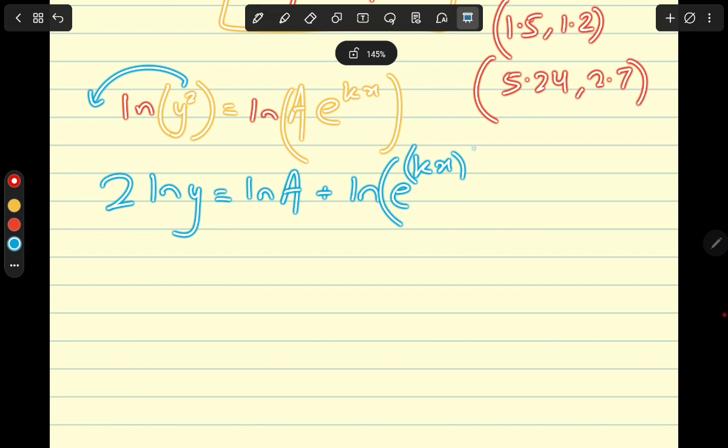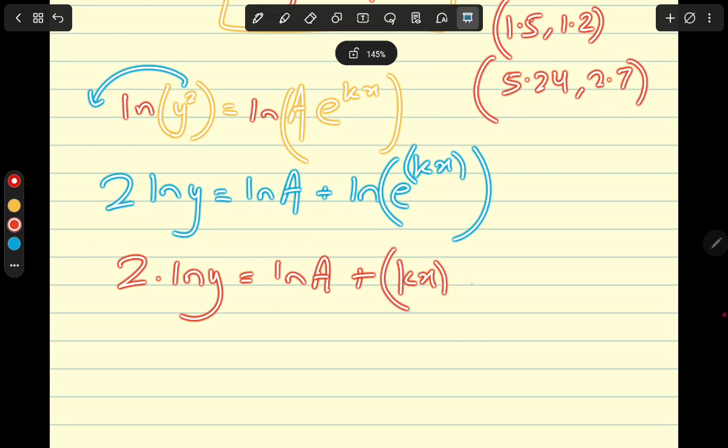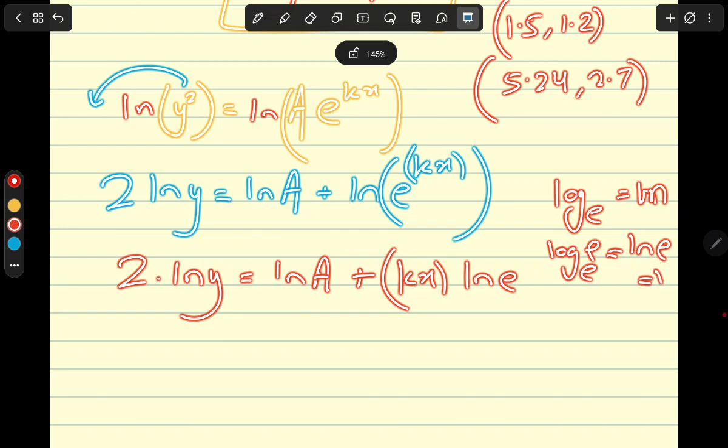Now can you see that kx is in the power of e, so I can bring it down. So this becomes 2 times ln y equals ln a plus k times x ln e. Now ln e is what I told you, log to the base of e is ln. So ln e is nothing but log e to the base of e, which is nothing but 1. We already did that: log of anything to the base of the same anything is 1. So I can convert this into a 1.